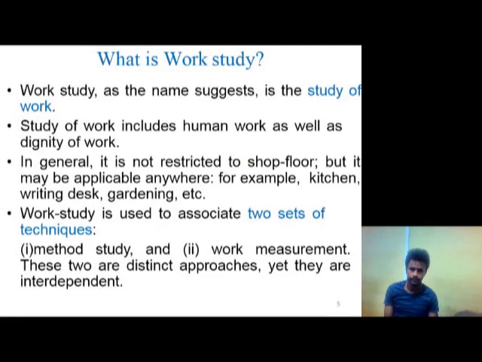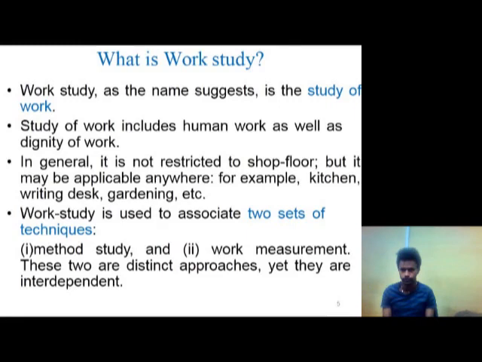The activity might be a human work activity, a digital work activity, or a computer work activity, something like that. But the main intention is that when we are talking about method study, it is a study of work, work study.